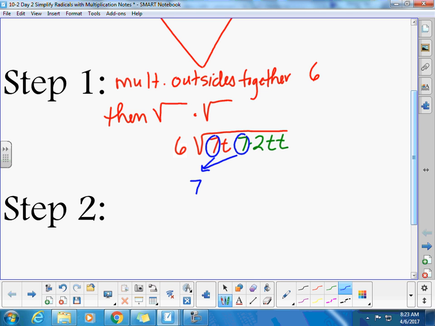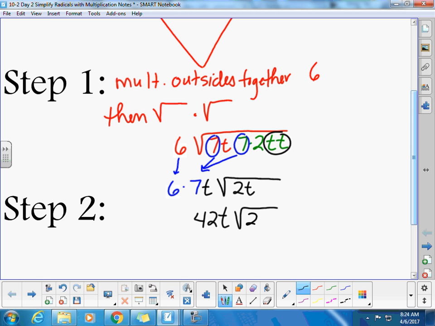So I have 6 still from there, times 7. And then I have 2 t's together, so 1 can come out. And then I have a t left and a 2 left underneath the radical, but I can't do anything with them. So I'm just going to put them back together as 2t. We usually do write the number before the variable, remember? So I have 2t left under. Now I can clean up my outside by multiplying 6 times 7, which is 42. 42t square root 2t.